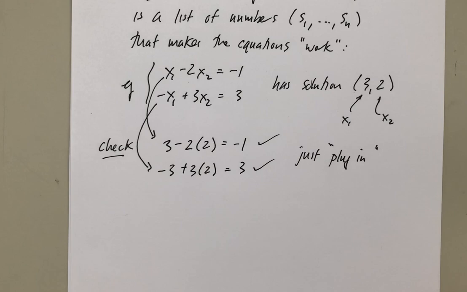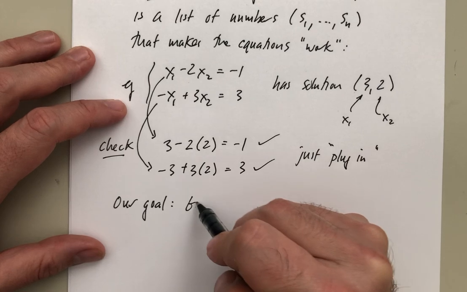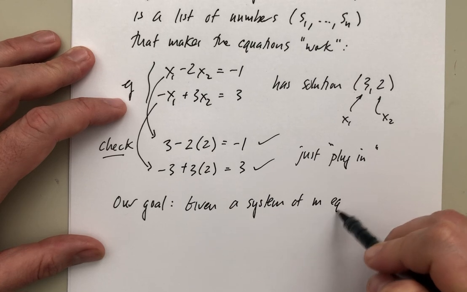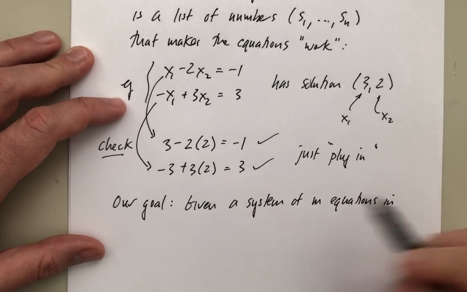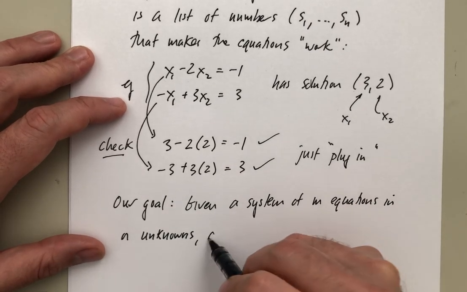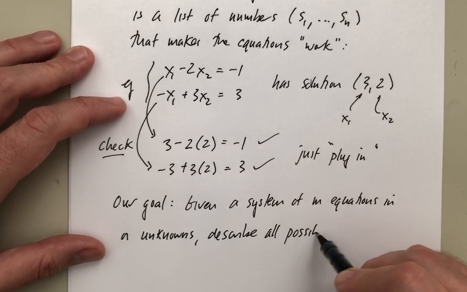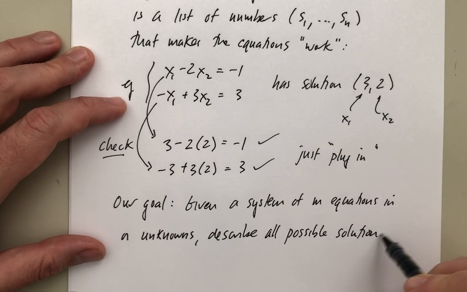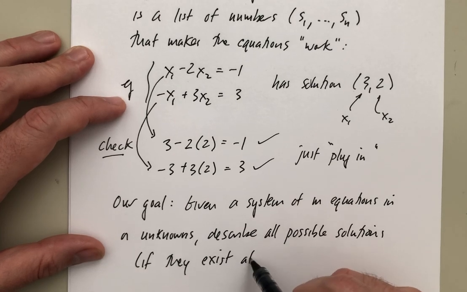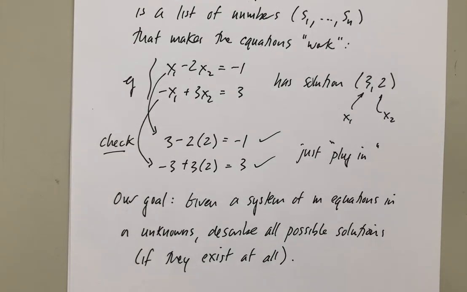And so the goal of the course, more or less, is that if you're given a system of, let's say, m equations in n unknowns, the goal will be to describe all possible solutions. And I should say already, if they exist at all. We'll see examples where actually there is no solution to such a system. And that'll be the name of the game here.